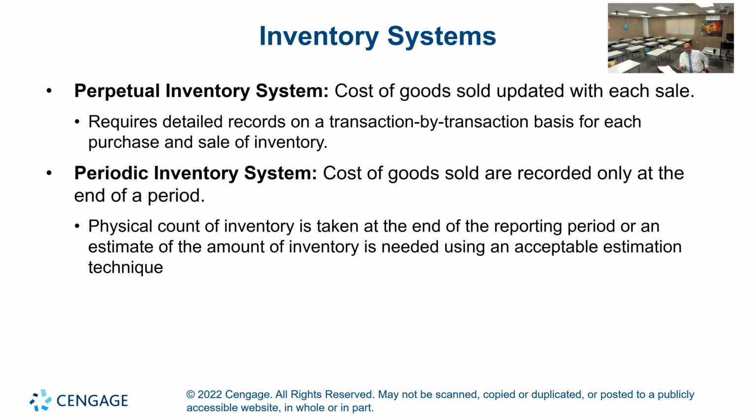Okay, and then there's the perpetual inventory system, which with technology has become more common. The cost of goods sold gets updated with each sale. Okay, it requires detailed records on a transaction by transaction basis for each purchase and each sale of inventory, and that's what the register does. It can scan that barcode and update your inventory. Say we had 56 of this specific item. It came in at this price. Boom, when we scan the item as somebody buys it at the register, it immediately updates our system and says now we only have 55.